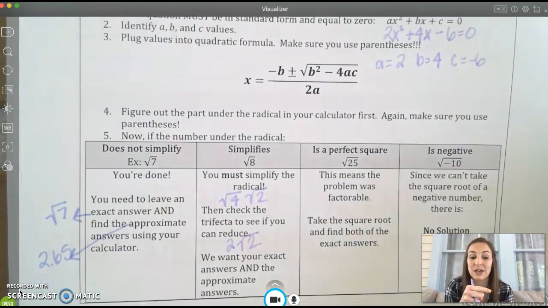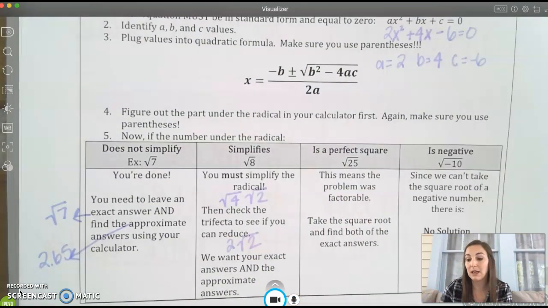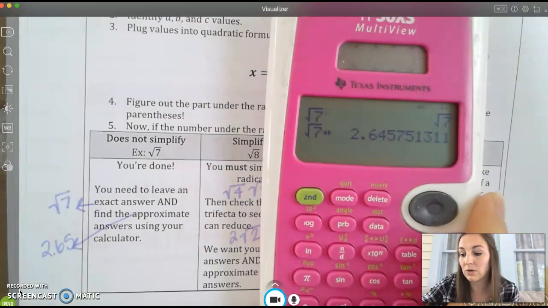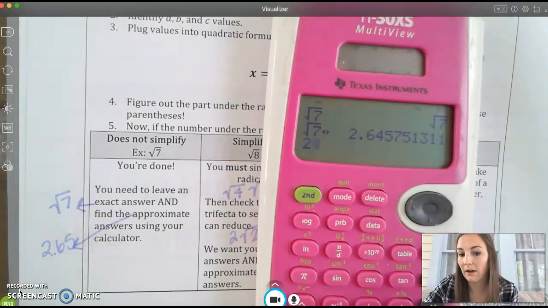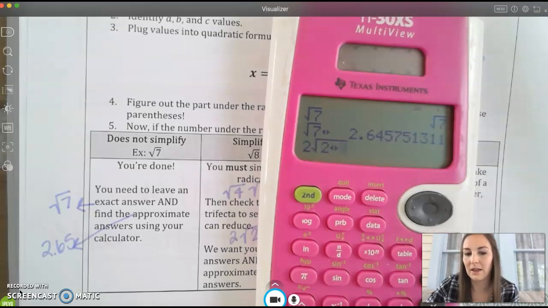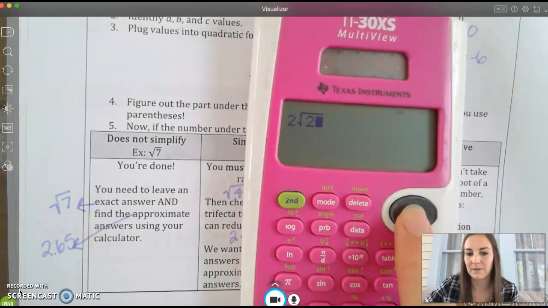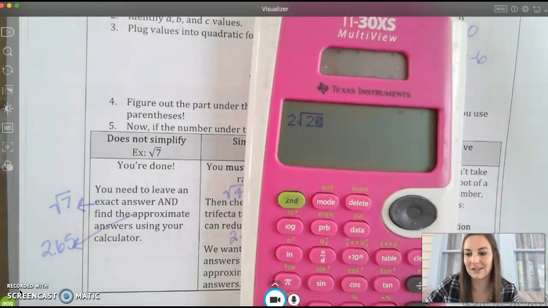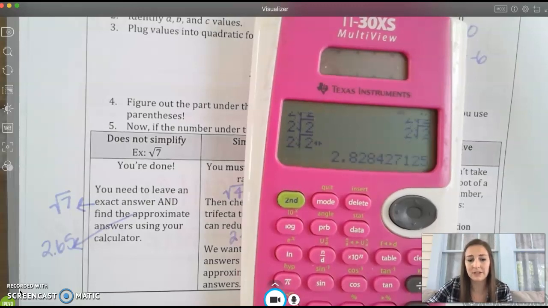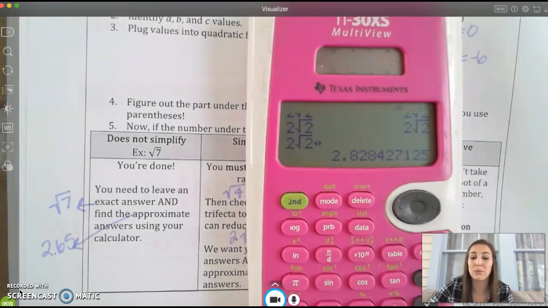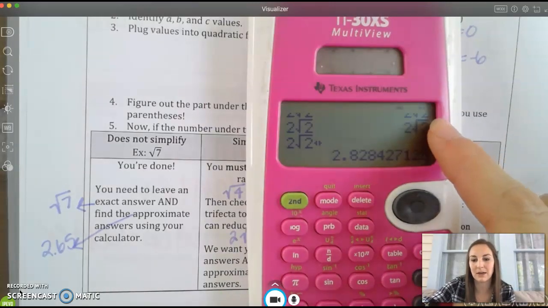The exact answer. If we wanted to find the approximate, in our calculator, we would say 2 times the square root of 2. Oops, got a syntax error there. Okay, let's see. There we go. And I'll hit enter first. There we go. Okay, so then to get my approximate, it would be 2.83. So again, exact answer first, and then the approximate below.